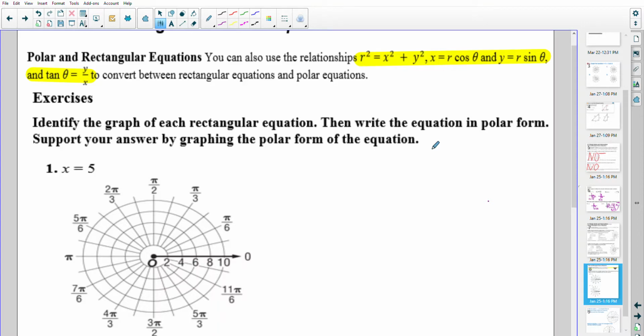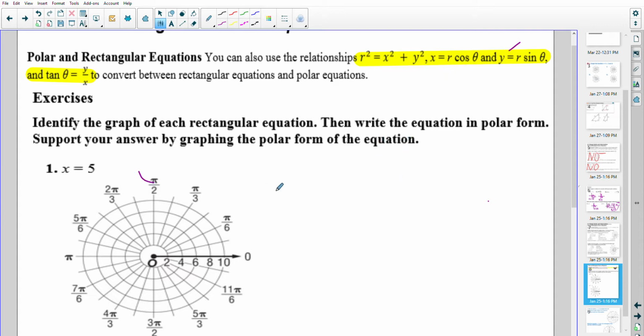This lesson will focus on converting between polar and rectangular equations. There are four equations that we're going to use in order to convert. One is from the Pythagorean theorem, and the other three are using SOHCAHTOA. But notice that each has x's and y's and r's and thetas in them.